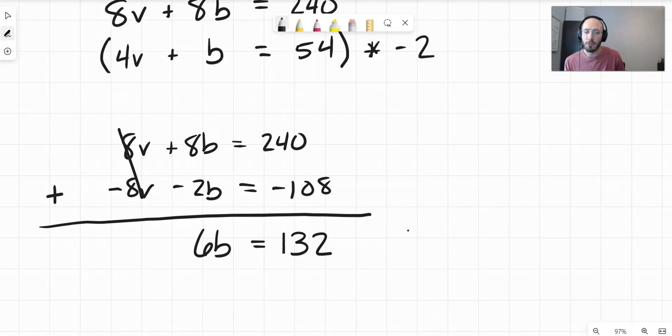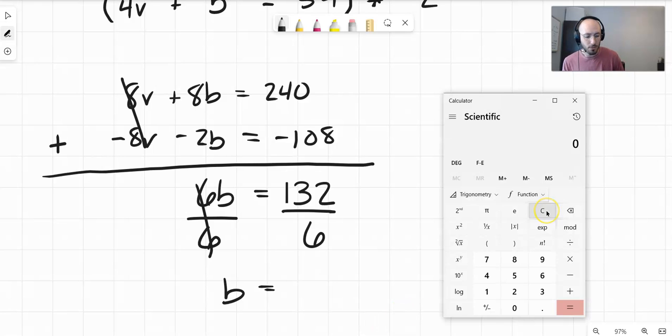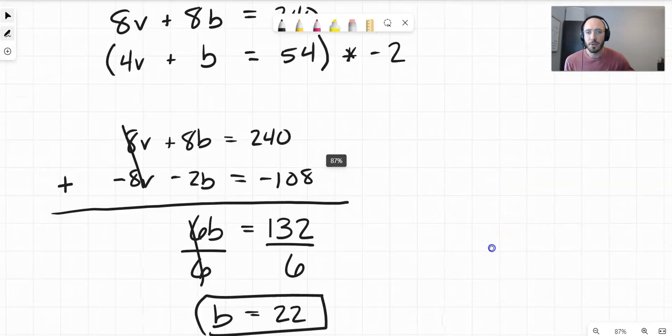So now I'm going to solve for B. It's a one-step equation, the inverse operation of 6 times B. We would divide by 6 to cancel that out, and we do that to the other side as well. And we end up with B equals, let's see, 132 divided by 6 is 22. B equals 22. Okay, so I've solved for one of my variables, and so the last step is fairly easy.